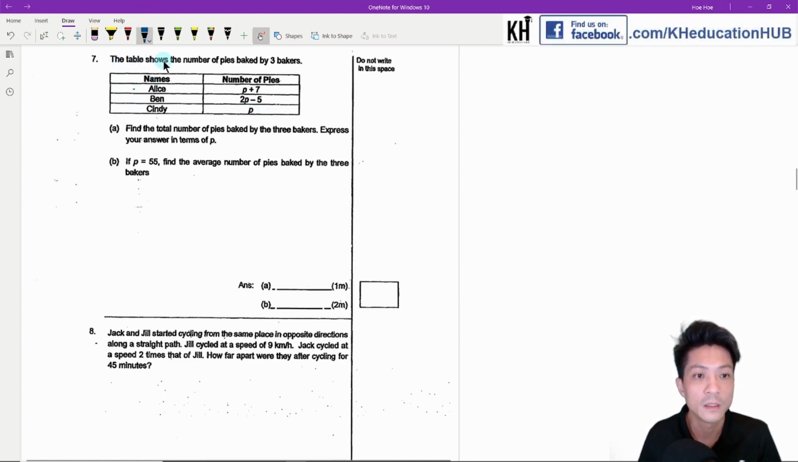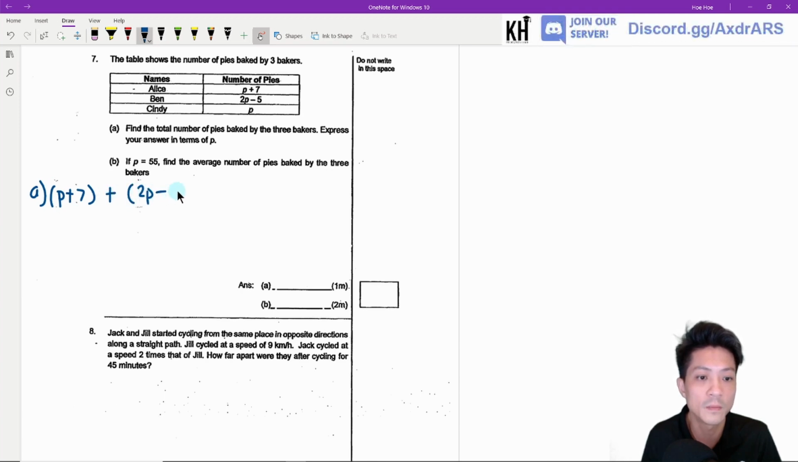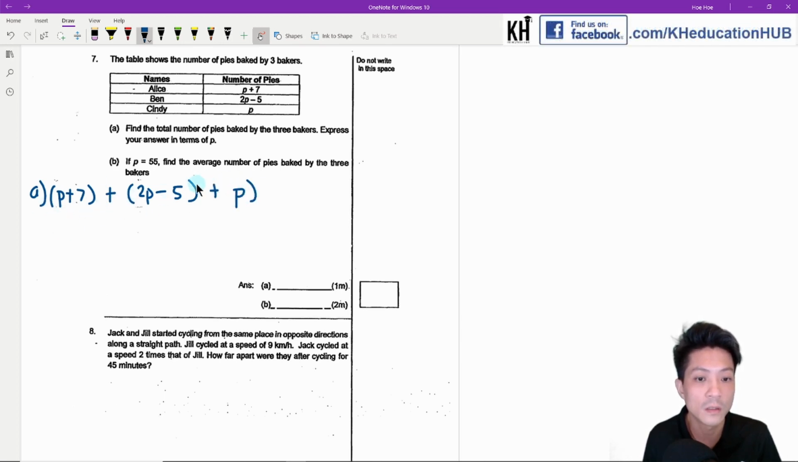Question 7. The table shows the number of pies baked by 3 bakers. Alice baked P plus 7. Ben baked 2P minus 5. Cindy baked P. Find the total number of pies baked by the 3 bakers. Express your answers in terms of P. Okay, so for part A, you need to use P plus 7 plus 2P minus 5 plus a P.